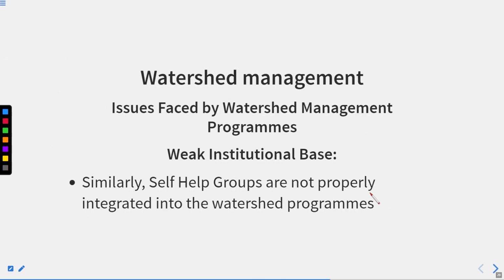Similarly, the self-help groups are not properly integrated into the watershed program. So many times there are many NGOs and other people who are also working for watershed management who are not properly made a part of the program. These people are not making a healthy bonding with them, or they are not being a part of this watershed management program, and that is why this also leads to the failure of the project.